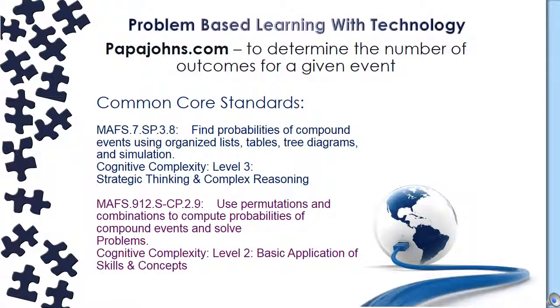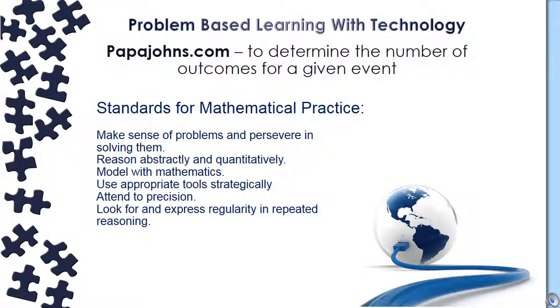Common Core standards for this lesson are: find probabilities of compound events using organized lists, tables, tree diagrams, and simulation, and use permutations and combinations to compute probabilities of compound events and solve problems. The standards for mathematical practice for this lesson are: make sense of problems and persevere in solving them, reason abstractly and quantitatively, model with mathematics, use appropriate tools strategically, attend to precision, and look for and express regularity in repeated reasoning.